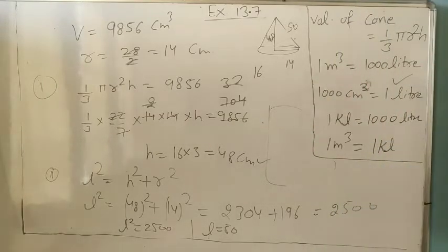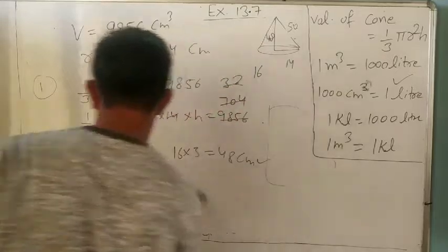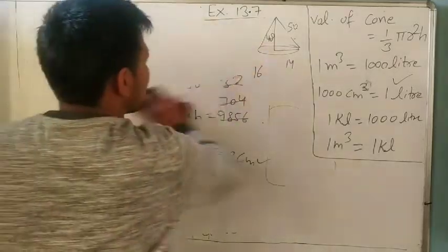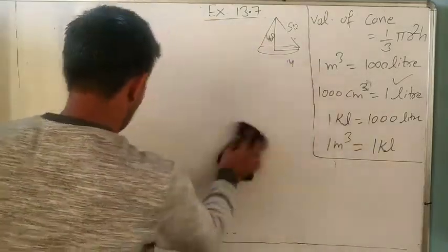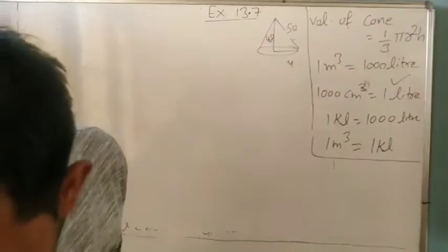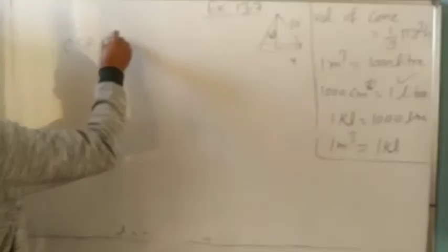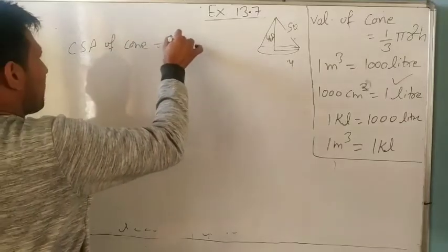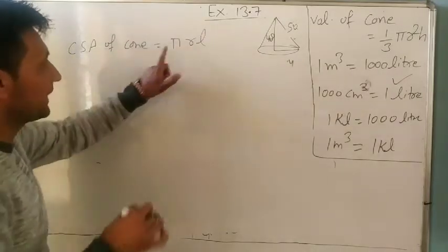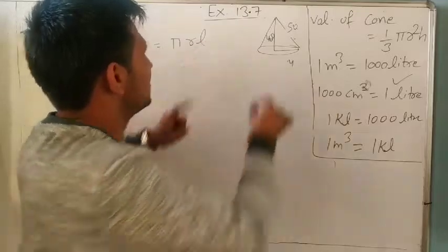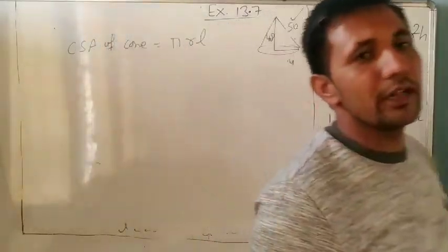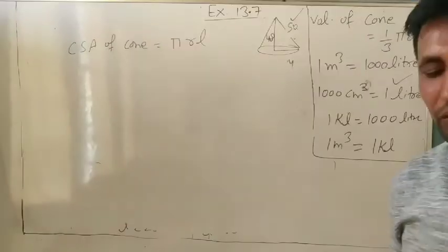Okay. Now the third part. In the third part of the sixth question, what is given? We have to find curved surface area. So it means CSA of cone. What is the formula? Pi r L. Pi you know, r is 14, L is slant height 50, already given. So solve this question yourself also. Okay.